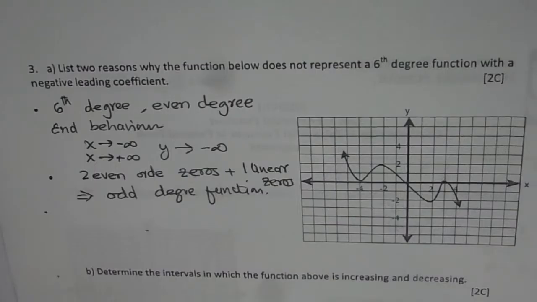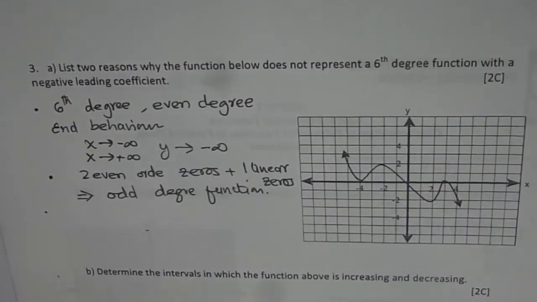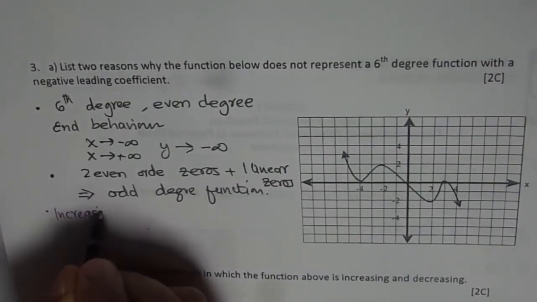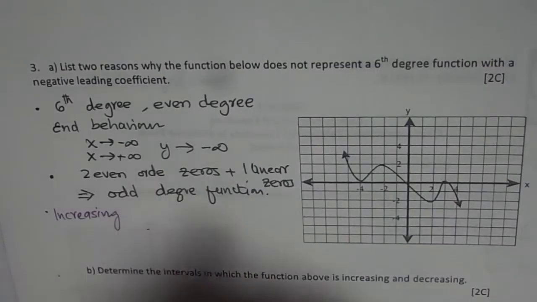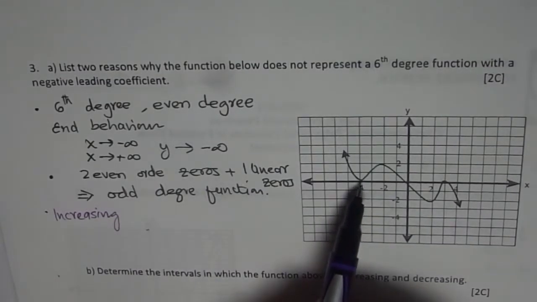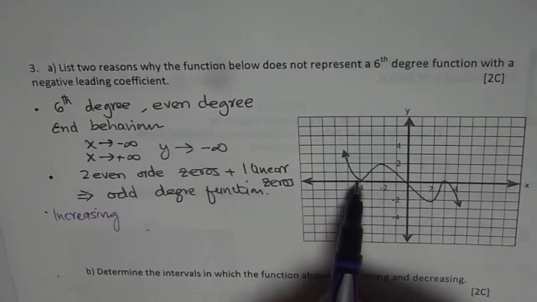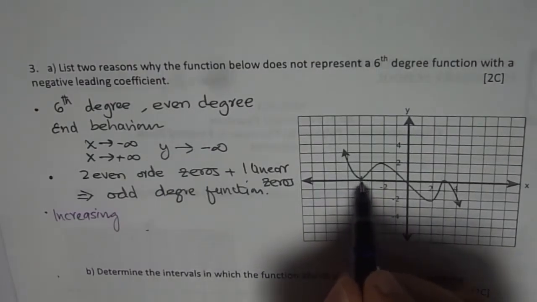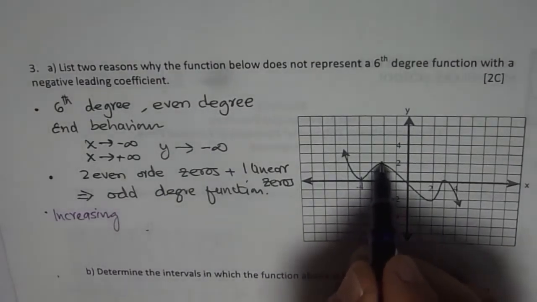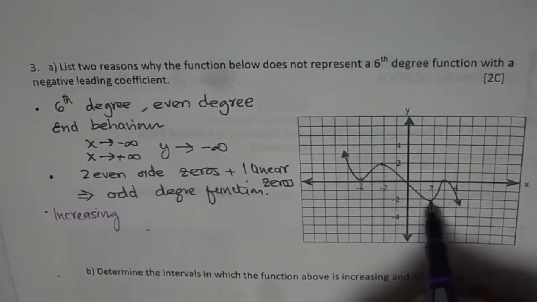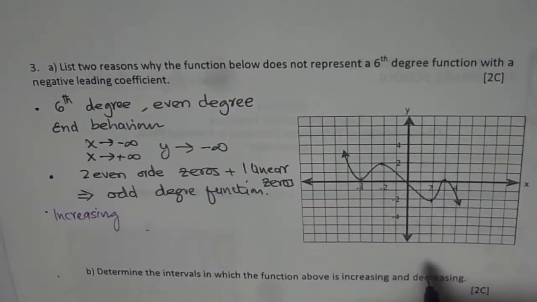So let's write down the increasing interval. I'll answer part B in a different ink. So let's say increasing interval. So when is it increasing? Increasing is when you're looking from left to right. You'd always see the graph from left to right. So it increases from -4 to this point, correct? That is the maximum point, which is slightly less than -2, correct? And then it increases from here to there, correct?